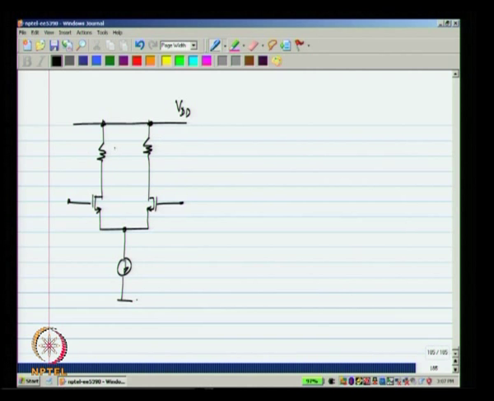Now, we have a circuit like this, and the circuit itself is symmetrical. It is of course assumed that M1 and M2 are identical. So, M1 has a size W1 by L1 and M2 also has the same size W1 by L1. Okay. So, once this is assumed the circuit is symmetrical about that line. Okay.